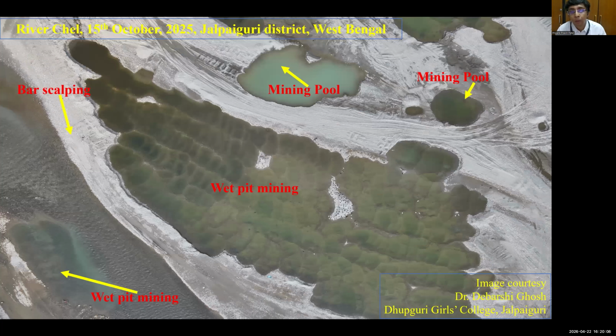This is drone imagery from northern Bengal, where again we are seeing both wet pit mining, pools that are being created by mining, and flattening of the bar surface by extraction of the sands that are there. And so we try to document these things over time.